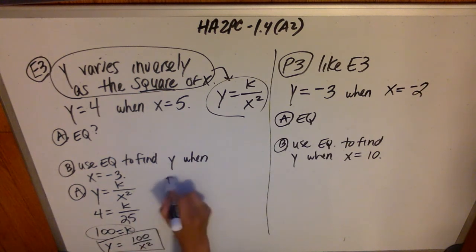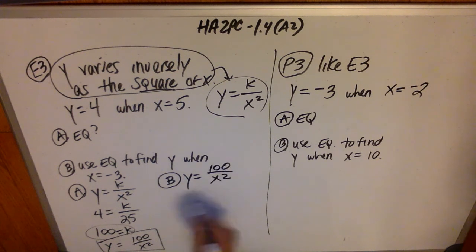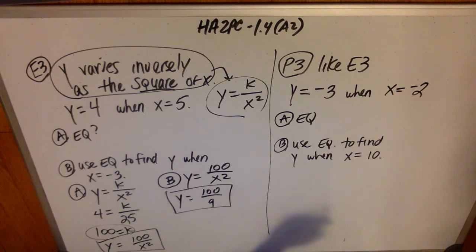Once I know that, now I'm just going to use it. y equals 100 divided by x squared, and I'm going to plug in a negative 3. So my y is 100 divided by a positive 9. And that's it. Can't simplify it. There's no reason to make it a decimal. 100 over 9 is just fine. All right, if you want to try P3 without me, you should pause me right now.